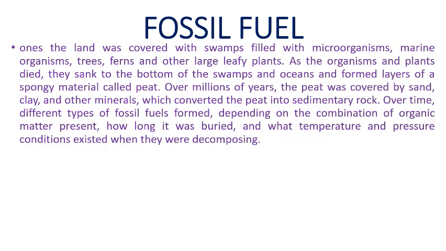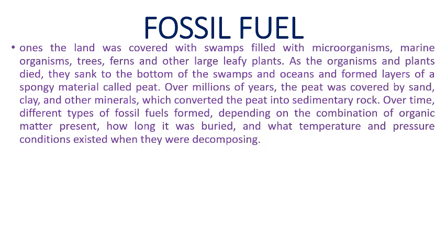Now this peat, over millions of years, was covered by sand, clay and other minerals which turned the peat into sedimentary rocks. Means this peat actually changed to sedimentary rocks due to different types of materials of this earth, such as different types of sand and clay. Okay, now over time these rocks form different types of fossil fuel. How? Due to different temperature, pressure and the decomposition of organic matter.